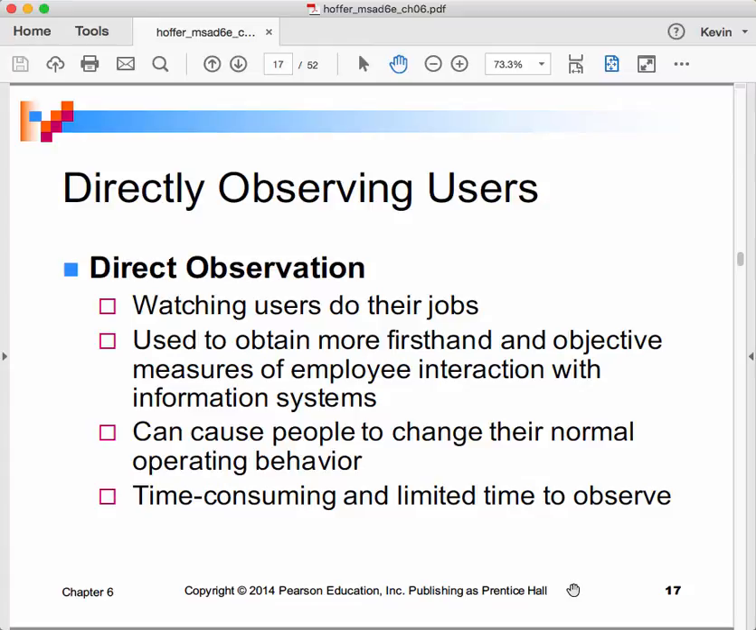An alternative to interviewing is directly observing users. So when we say users, we mean people who would be using our system solution. So watching people do their jobs. Okay? It's used to obtain a first-hand and objective measure of employee interaction with information systems. You have to remember that it can cause people to change their normal operating behavior.